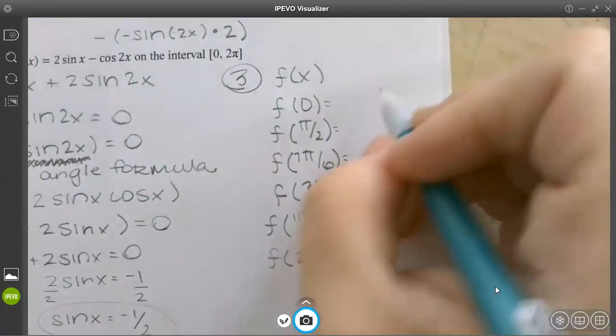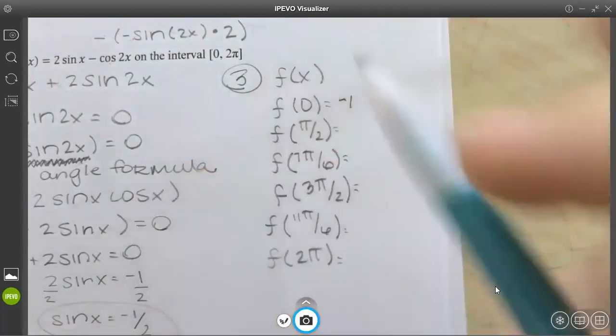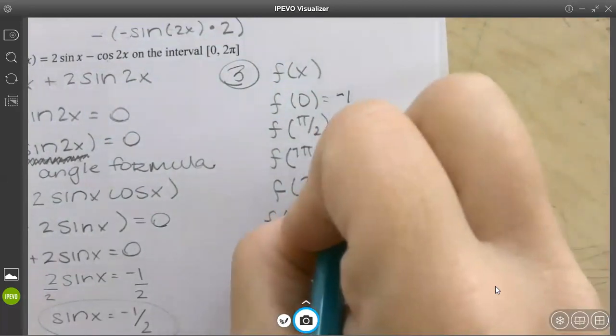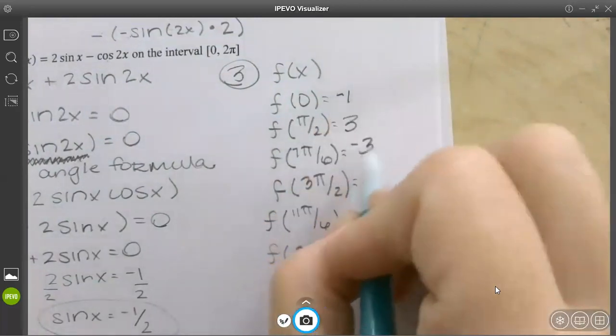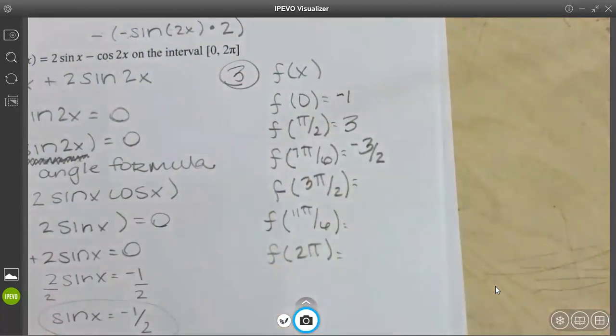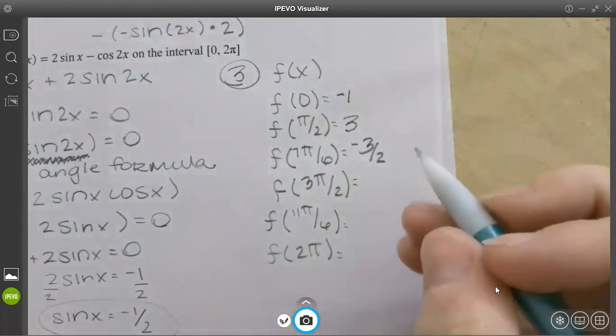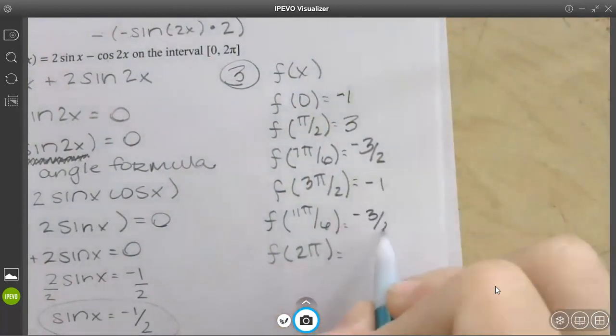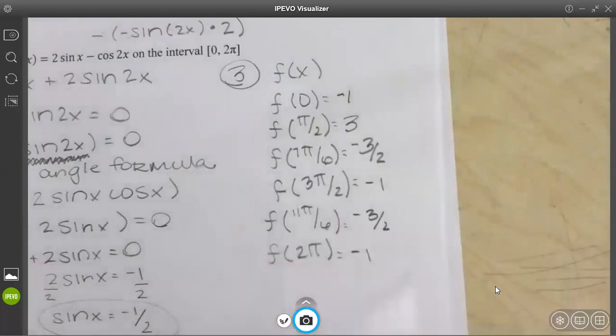For f of 0, you get -1. For pi over 2, you get 3. 7 pi over 6, you get -3/2. And again, this is just putting it in your calculator, straight type in. 3 pi over 2 is -1, then -3/2, and -1.